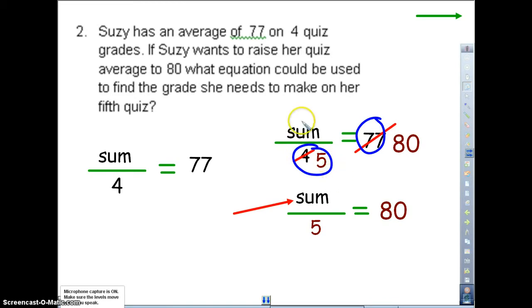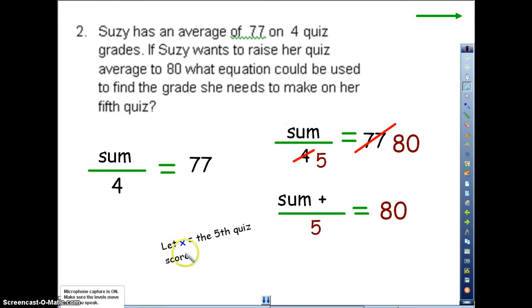If I take a 5th quiz, is my sum going to stay the same? No, that's not going to stay the same. My sum, I'm going to have to add on the score from the 5th quiz. I don't know what that score is, so I'm going to say let x equal the 5th quiz score. So my original sum for 4 quizzes plus what? Yep, plus what I got on my 5th quiz. Add those together, that gives you your new sum. Divide that by 5 quizzes. I want that to equal 80. Okay?